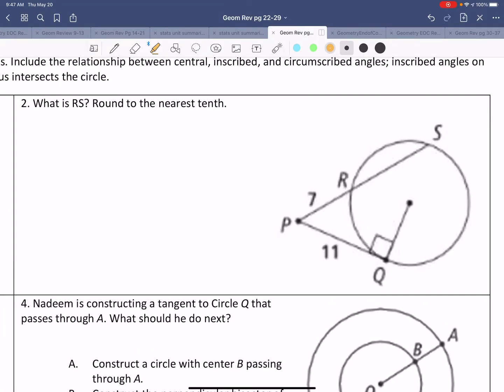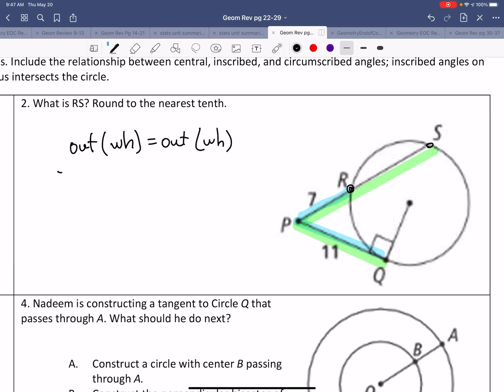Now looking at the relationship it makes with the sides. We said the part on the outside times the whole thing has to equal the part on the outside times the whole thing. The part on the outside is 7, and the whole thing is what we're solving for. So we're going to call that x. Okay? So 7 plus x, and then the part on the outside is 11, and the whole thing is 11. The whole line is outside.